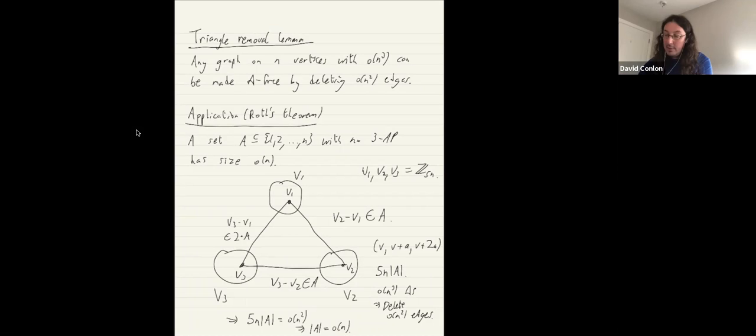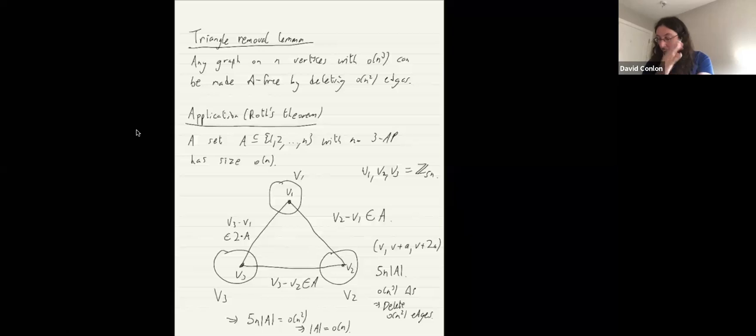It's not an obvious deduction, but it's a well-known thing that you can go from triangle removal to Roth using this kind of idea. And I won't go through it, but a similar idea comes up later, which is why I'm covering it now.